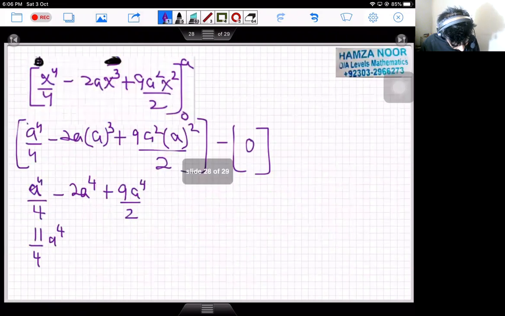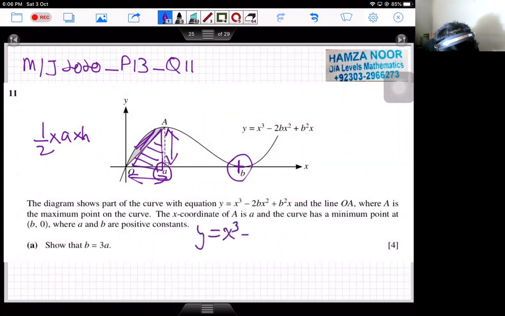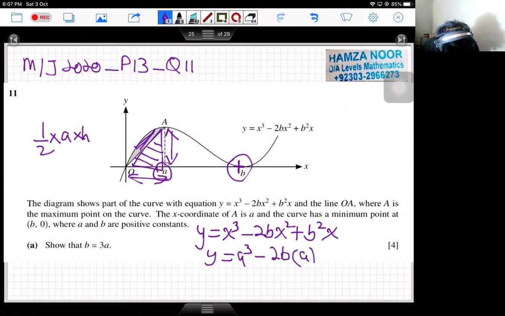We need to find the height of this triangle, meaning the y coordinate of the point A. So what's the original equation? Okay, let's do its working on the same page. The equation is written, isn't it? y is equal to x cube minus 2bx square plus b square x. Now in place of x you will substitute a. So y is equal to a cube minus 2b a squared plus b squared into a. This will give you y is equal to a cube minus 2ba squared plus b squared a.